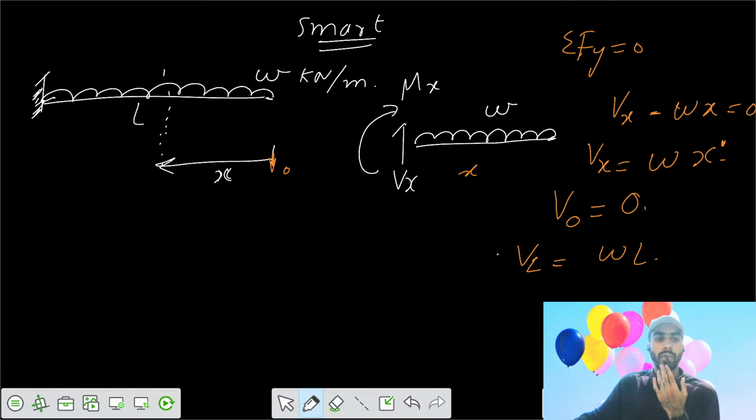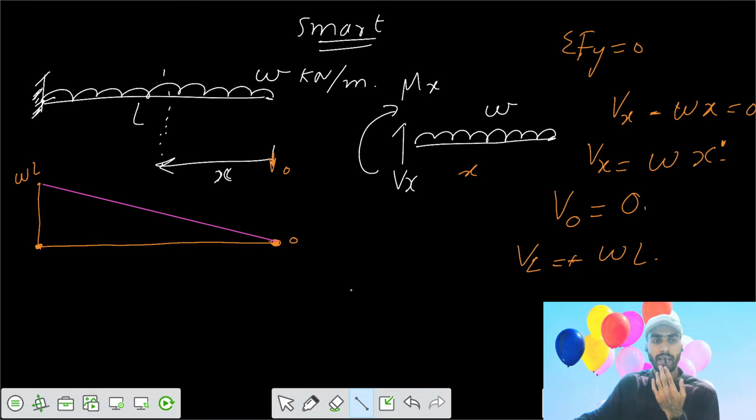So between the two critical points, there is no sharp turn possible. So here the shear force was 0, and here the shear force is positive W into L. So if we have to join the two, if you join the two, it has to be joined by a straight line, a linear line. We can say first degree curve, or linear. We write it as linear.